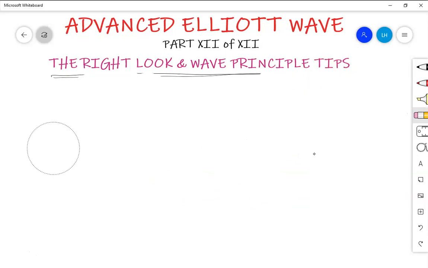So now I'm through with the issues on the right look. I'm completing this last session, the final one, by looking at tips to consider when you are applying the Weber principle.